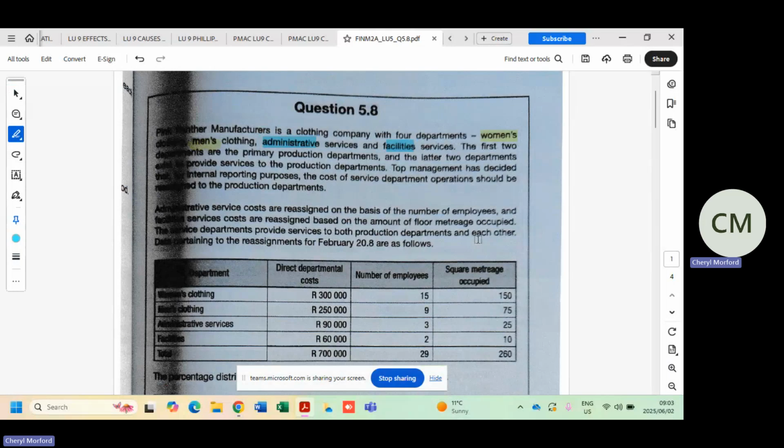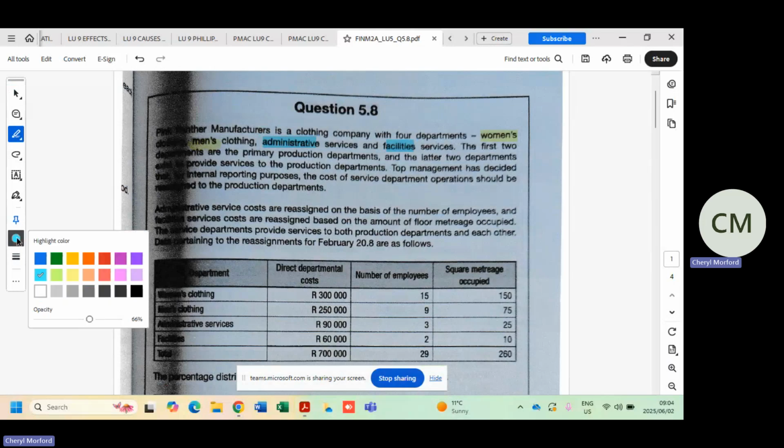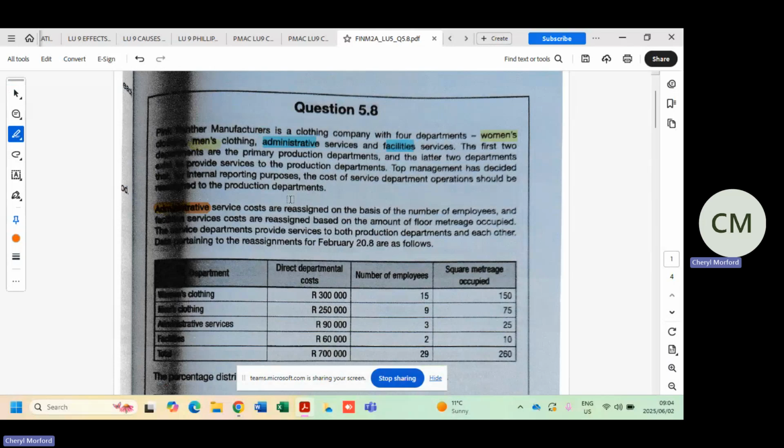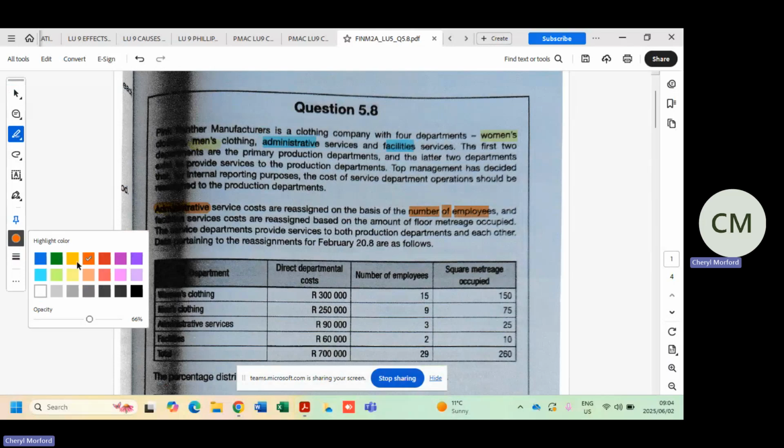Okay. So we need to find out what the allocation basis is going to be. So whether we are doing the direct method or the step method, that remains the same. So let me show you here. Admin, which is a bit blurry over there. How's that done? Number of employees. So obviously those figures will have to be given. Okay. Then we can also look at the facilities department, and that is the amount of floor space.